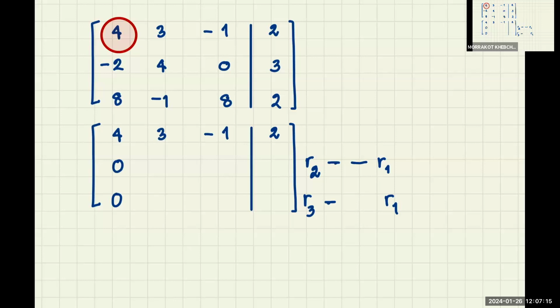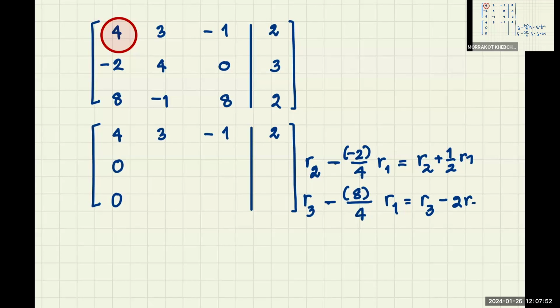So row 1, you want it to be 1, you divide it by 4. You want negative 2, you multiply by negative 2. Row number 3, you want it to be 1, you divide it by 4. You want it equal to 8, you multiply by 8. Does that make sense? And you use R2 plus 1 over 2 R1, R3 minus 2 R1. So you use this formula to do it.